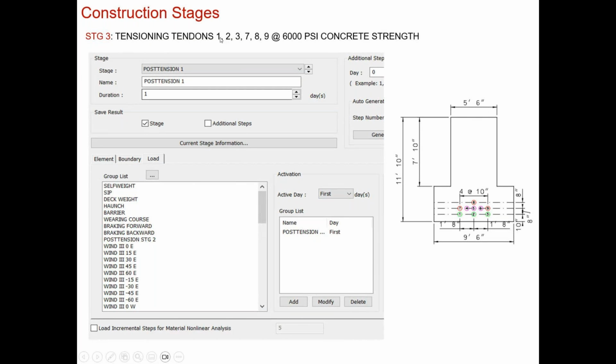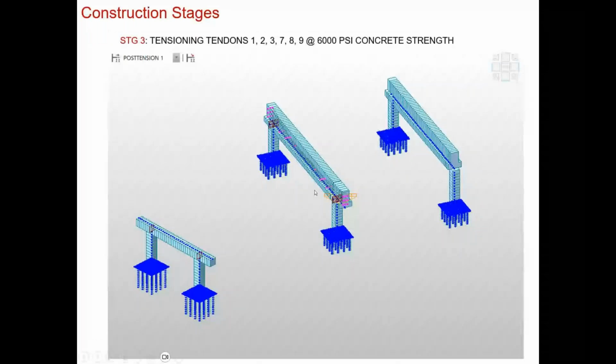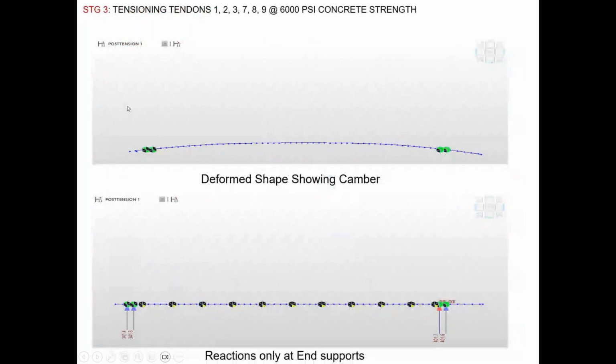Then we move to the following stage after casting the cap, which is basically tensioning partially the tendons, like tendons 1 through 6, and this can be done by activating this load stage of the post-tensioning, this group that has all those 6 tendons in it. And if you look at the deformation that happens at this stage, the post-tensioning is being transferred to the bent, so it cambers upwards.